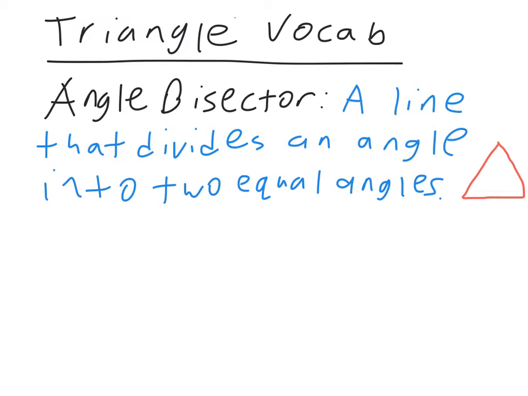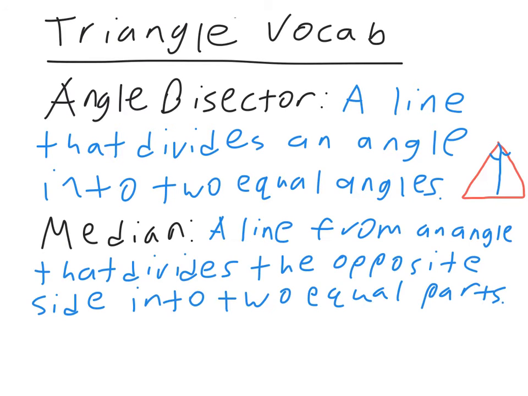So if I have a triangle here, and I draw a line through this angle, and I say that it's an angle bisector, then that means both this angle and this angle are congruent. Next, median. A median is a line from an angle that divides the opposite side into two equal parts. So if I have a triangle and I drop a median down, then that means this side is congruent to this side.